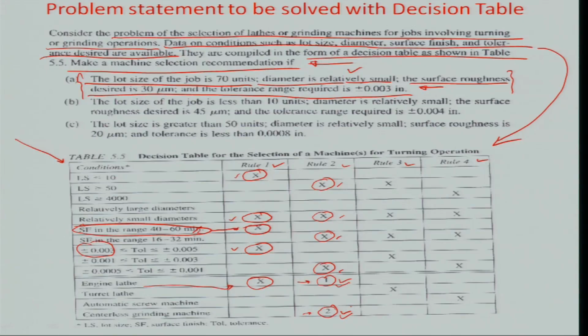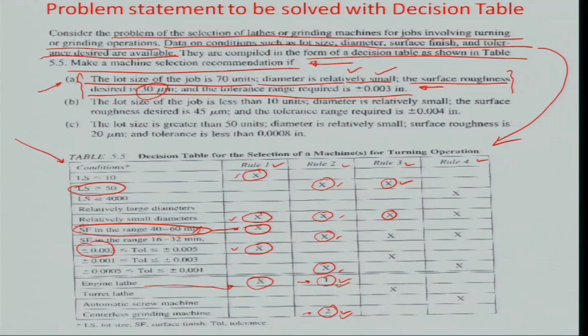such a conditional situation. So let us look at situation A here, talking about a lot size of job 70 units, which is obviously greater than or equal to 50. So essentially it is rule 2 and rule 3 which follow. So one matching for condition A is rule 3. We are talking about a diameter of relatively small size, so even rule 2 and rule 3 are significantly the same kind, which says the relatively small diameter, so this also matches.